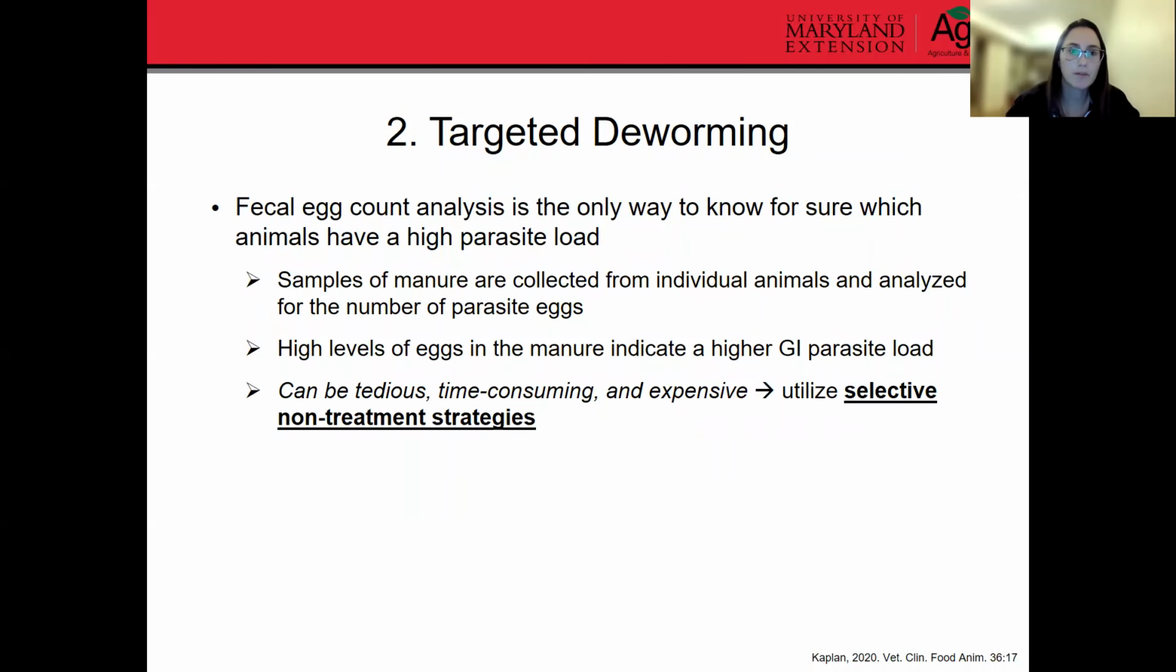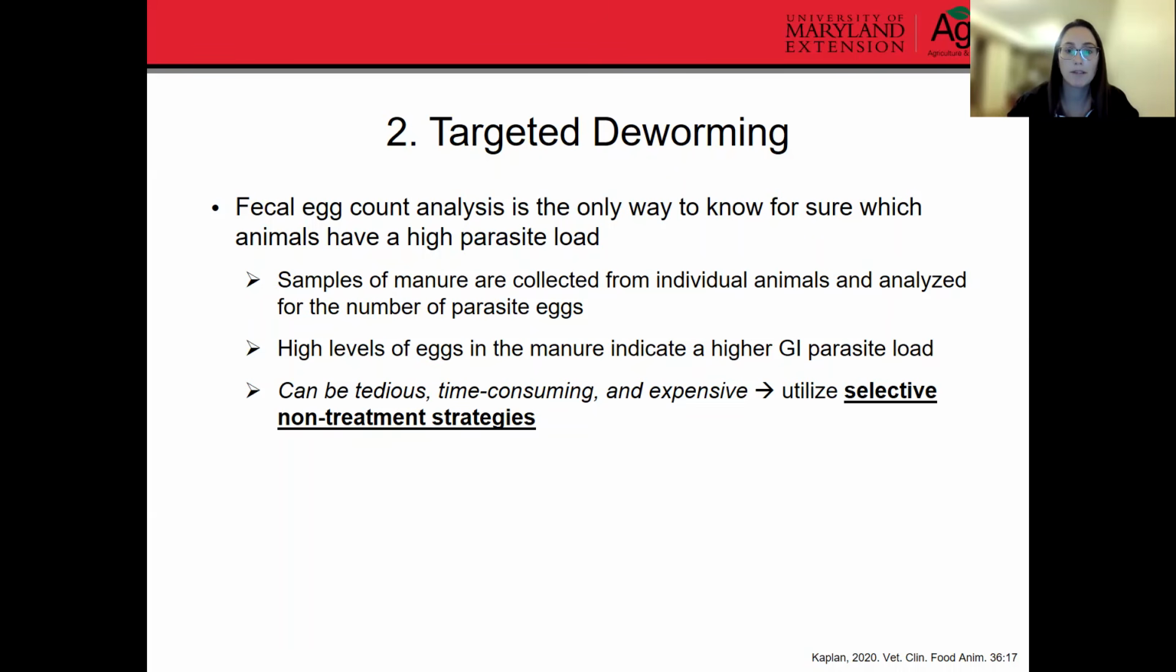So as I mentioned, fecal egg count analysis is really the only way to know for sure which animals have a high parasite load. So what we can do is collect samples of manure from individual animals and send them to the lab for an analysis of the number of eggs. And the high number of eggs in the manure would correlate to a higher parasite load in the animal. Obviously, this is tedious, time-consuming, and expensive, and it's not very practical.